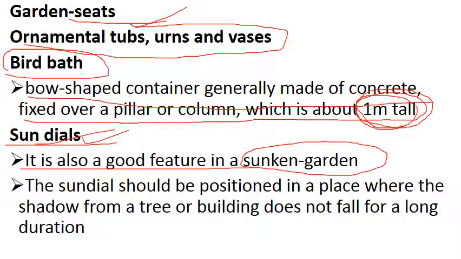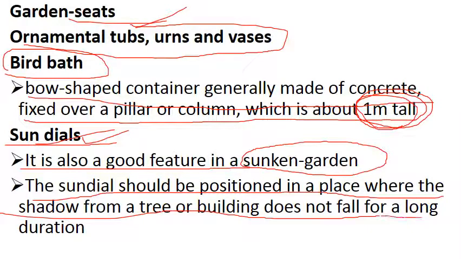It has two main important components. One is the pointer, the second one is the number dial. A pointer, which is also called a style or gnomon, casts a shadow, and that shadow falls on the number dial, the second component, on which the shadow falls to show the hour. The sundial should be positioned in a place where the shadow from a tree or building does not fall for a long duration, because if the shadow of a tree or any other feature falls on that number dial, the time gets wrong.